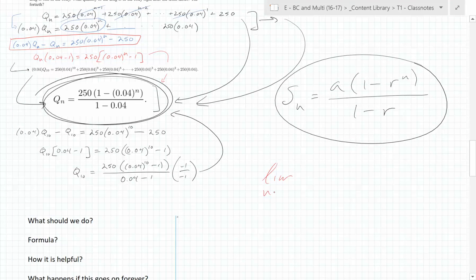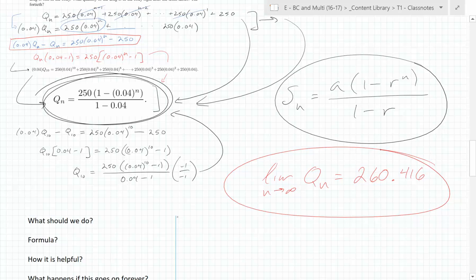The limit as n goes to infinity of qn is what? 200 and what? Okay, Tom, you say it. Go. 416. So what does that mean? If you kept on taking this until the end of time, that's what you would end up with.